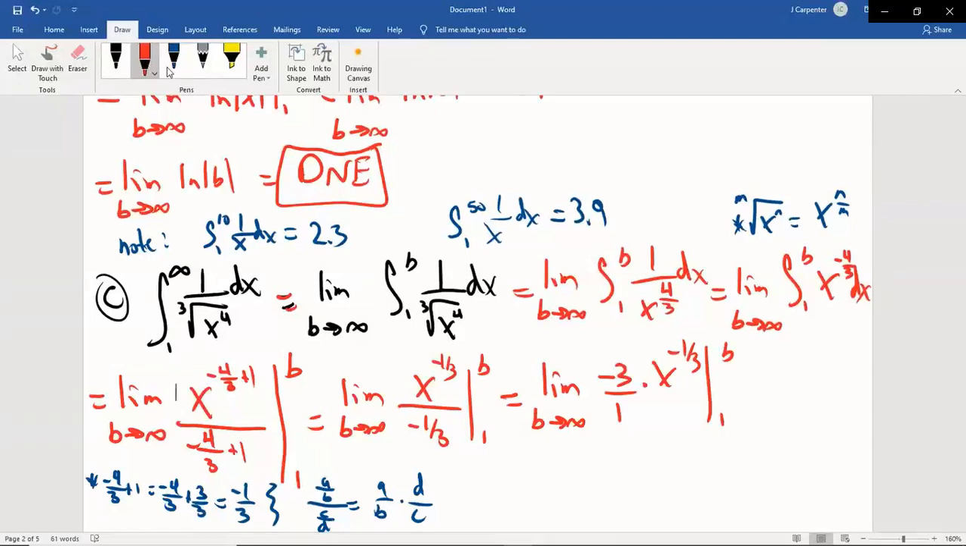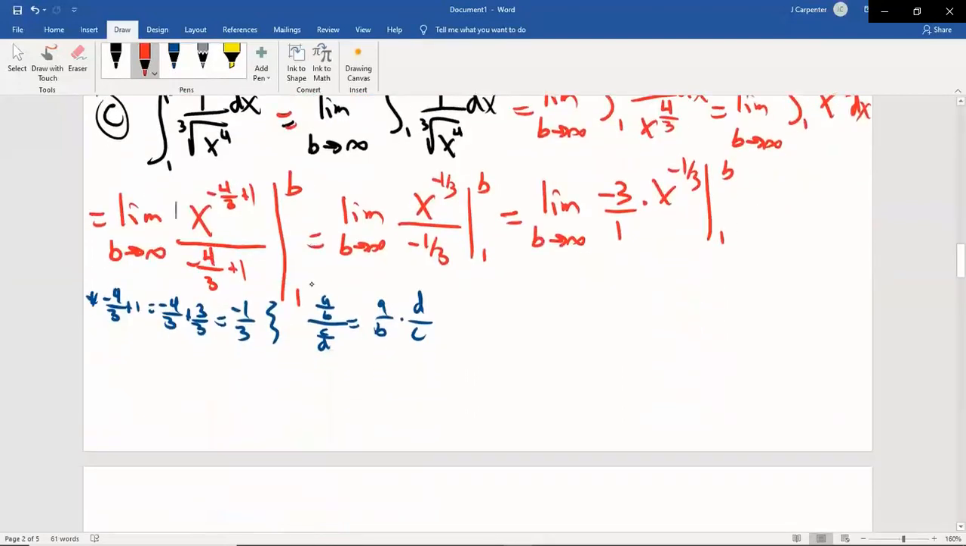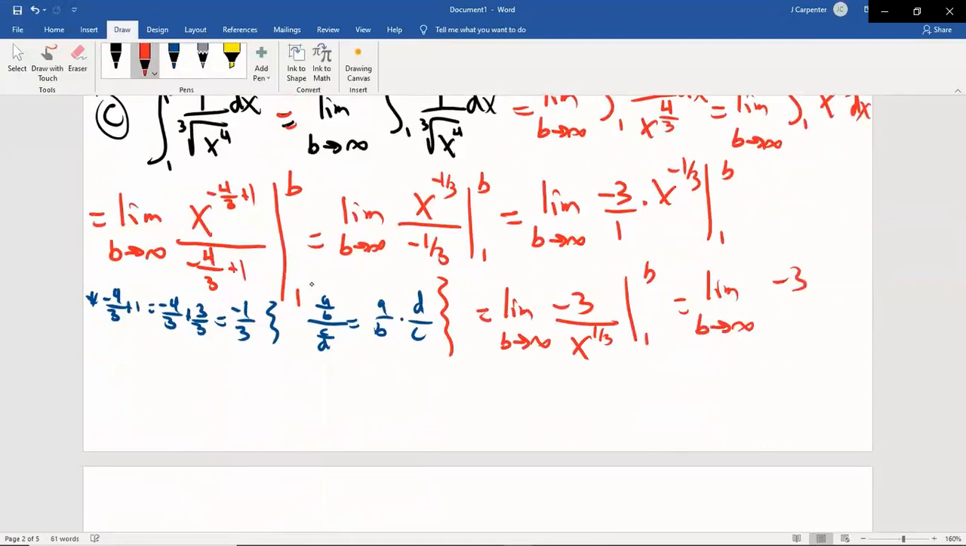So now let's bring the negative to the bottom. That's the limit as b goes to infinity of -3 over x to the +1/3, evaluated from 1 to b, which is the limit as b goes to infinity of -3 over the cube root of x, evaluated from 1 to b. We're finally getting somewhere.